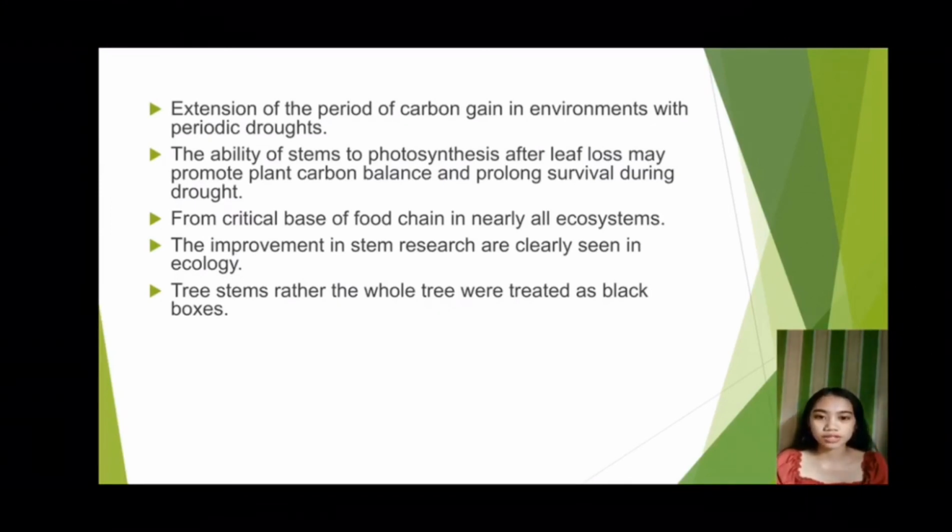Ecology is a synthetic field that is based upon the integration of various other fields to understand how organisms relate to their environment. Tree stems, rather than the whole tree, were treated as black boxes. As understanding of the physiological ecology of trees improved over the last 10 years, ecologists became aware of the critical role of tree stems. Ecologists have begun to collaborate with taxonomists, morphologists, anatomists, physiologists, and engineers to investigate tree stems in their own right and to incorporate the new data into ecosystem models.